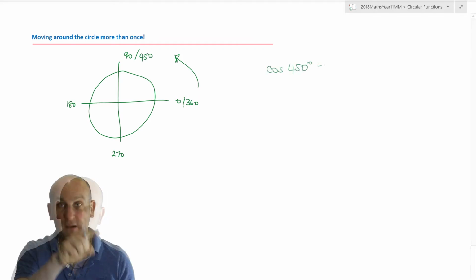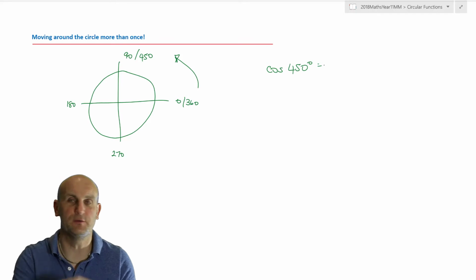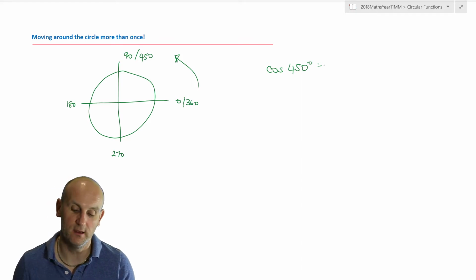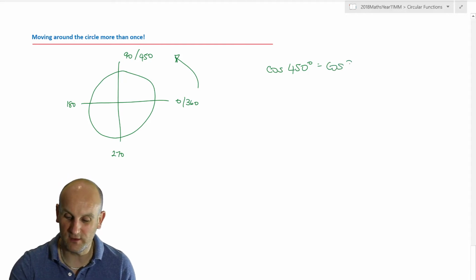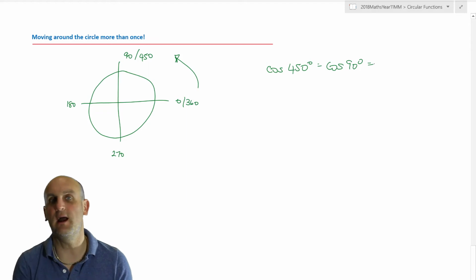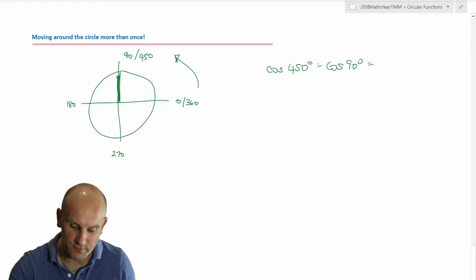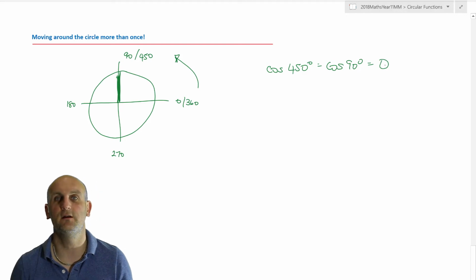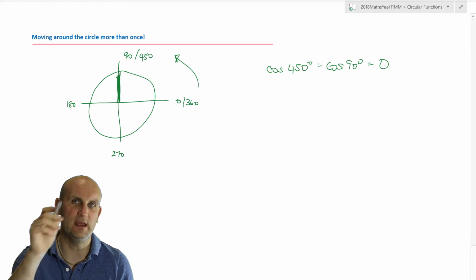450 degrees. Well, if I can keep counting around and around my circle, the point of it is the values repeat themselves, and I'll show you why in just a second. So the cosine of 450 just happens to be exactly the same as the cosine of 90 degrees, which just so happens to be cosine horizontal distance. What's the horizontal distance if I draw a line vertically here? It happens to be 0.